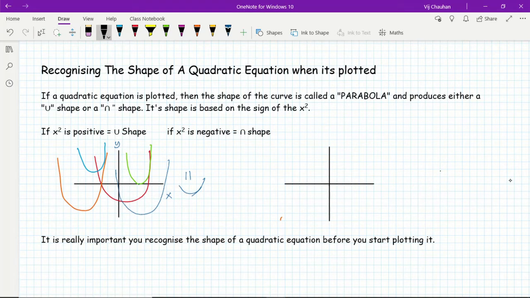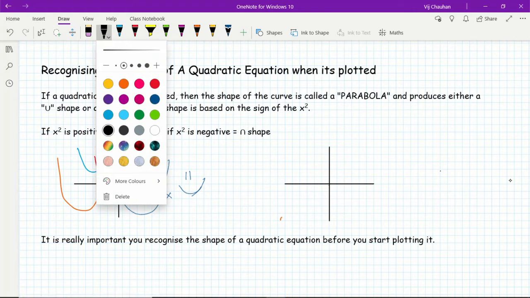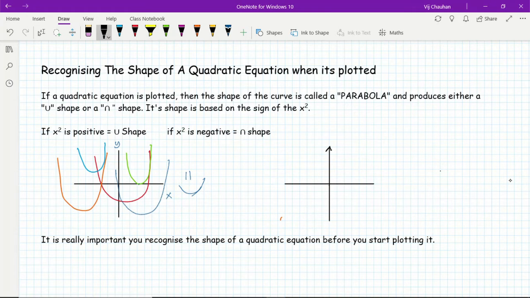And if your x squared is negative, then it's going to be what we call an N shape. So I just labelled these axes because, again, it's very good practice for you to label your axes, and that's going to produce what we call an N shape. And again, it doesn't really matter how many times or in what quadrant that N shape is going to be. It could cross the x-axis at one point, it could cross it at no points. It doesn't really matter. But basically it's just going to produce an N shape.